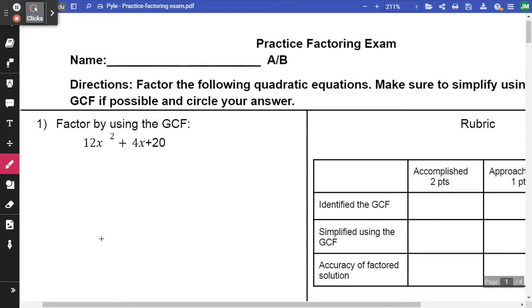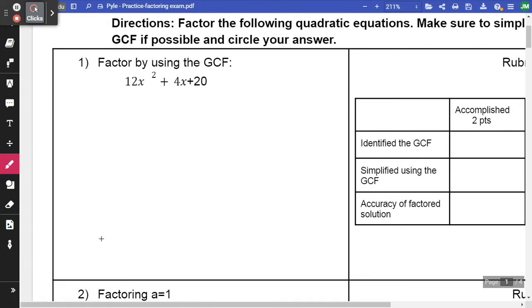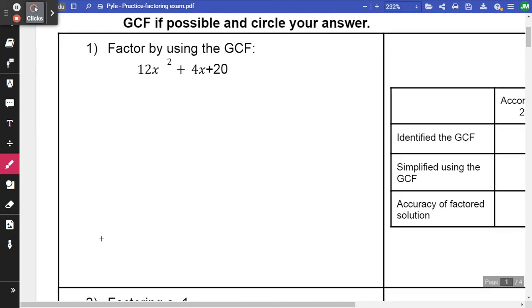Here are the solutions for the practice factoring exam. Number 1, factor using the greatest common factor.